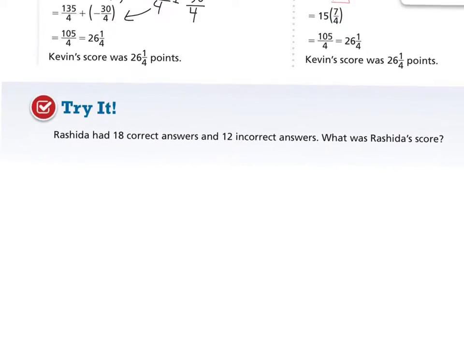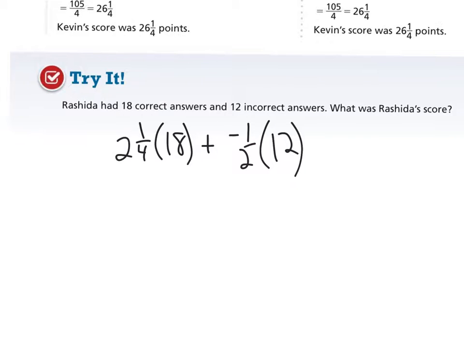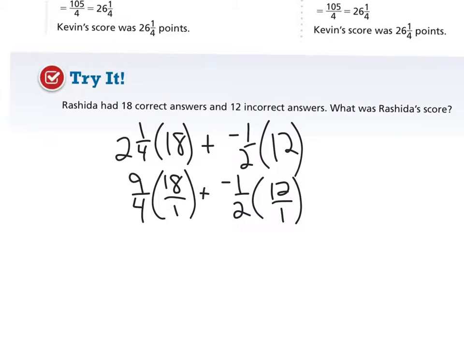So the try it here is pretty much the same deal. 18 correct answers, we're getting 2 1/4 points for each of those. And 12 incorrect answers, so -1/2 times our 12 incorrect answers. And again, it's the same process of what they just did in the book there, so we're not going to spend much time with this. Anyway, you work that out and you should get 34 1/2 points.